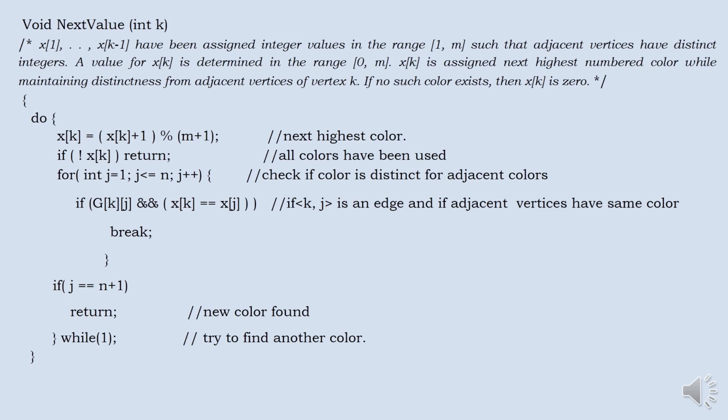Here also we are using the do while loop. So do x of k is equal to choose the next possible color. Currently x of k will have some value. First time when you call, it is 0. So x of k plus 1, modular division m plus 1. We want m possible colors. That means even the value m should be included.